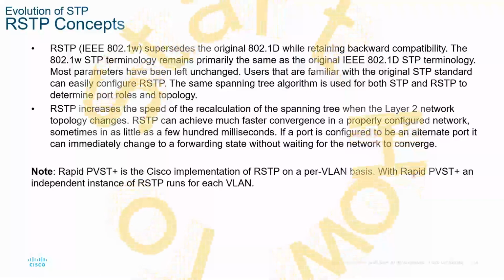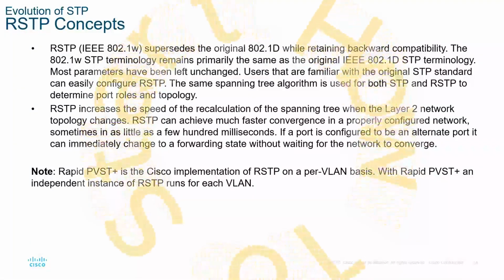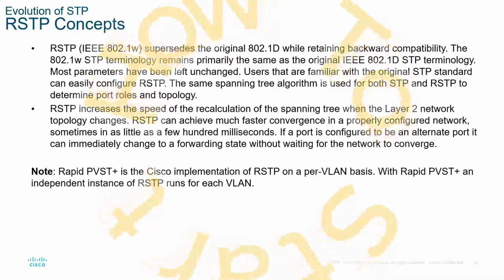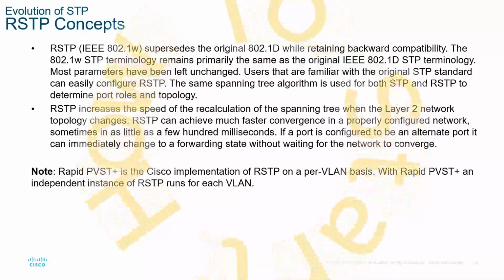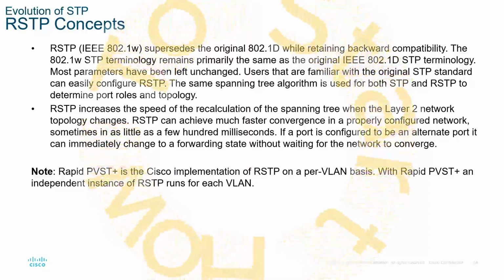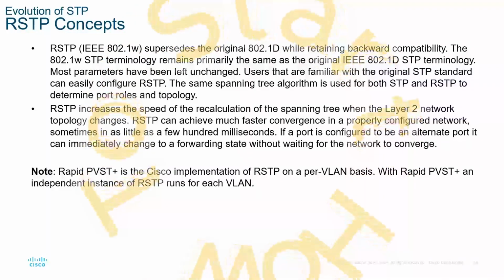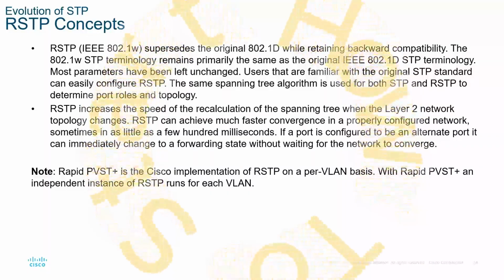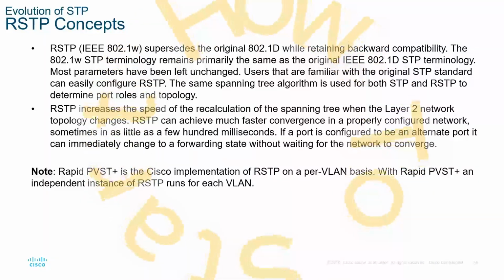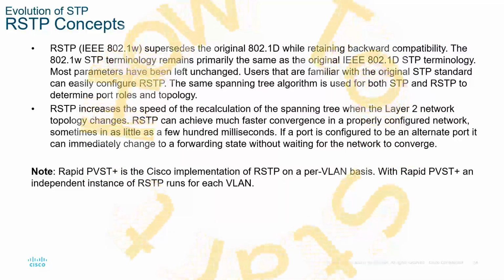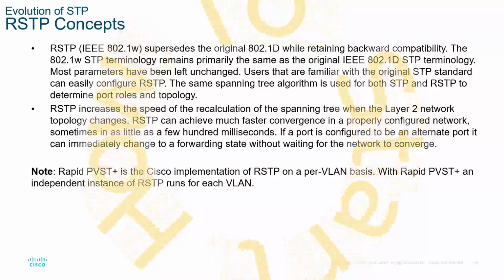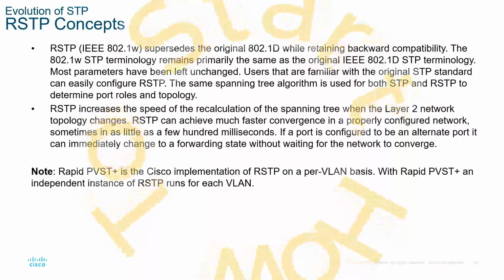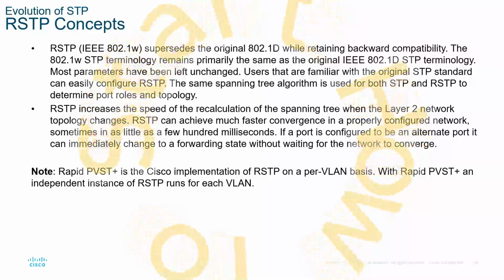So let's go ahead and look at RSTP, also known as 802.1W. This actually superseded the original STP, 802.1D, but it retains backwards compatibility, and it has some additional advantages, such as increasing the speed of recalculation of a downed link. RSTP can achieve much faster convergence when it's properly configured, and we're talking milliseconds instead of seconds, so way faster.